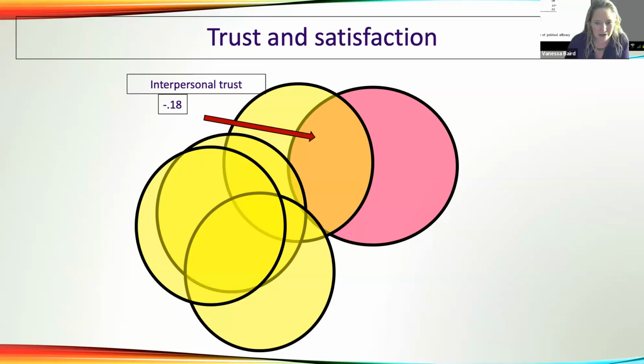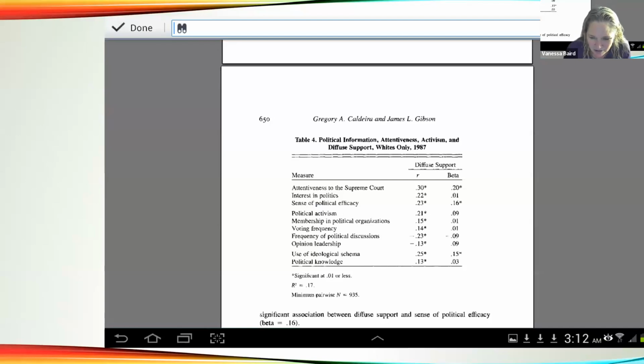That's what's happening there. And then you've got political information, like attentiveness, interest, and activism, which all have pretty strong Pearson R's. But the only real significant one there is attentiveness to the Supreme Court. How much do you pay attention to it? This is where we got this theory that we call the myth of legality: the more people think they know about the Supreme Court, the less they know about it. It's kind of a puzzle there.